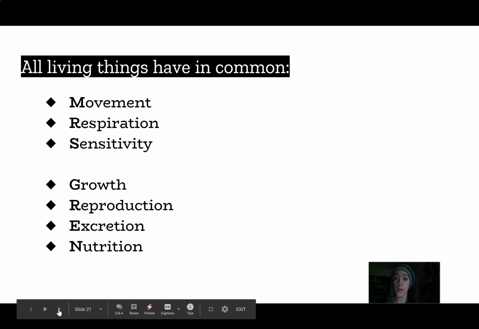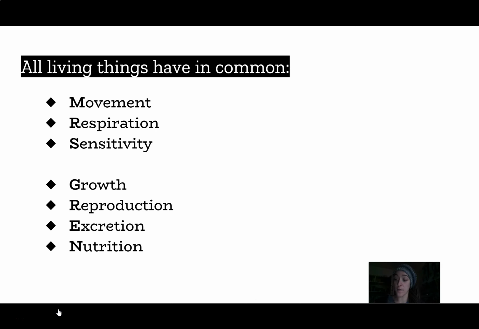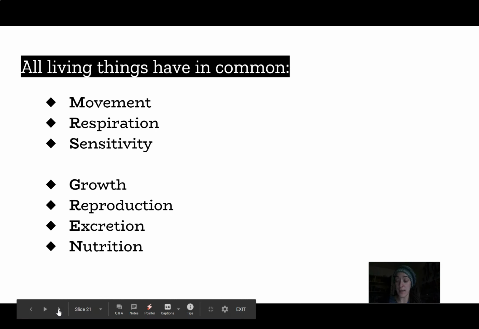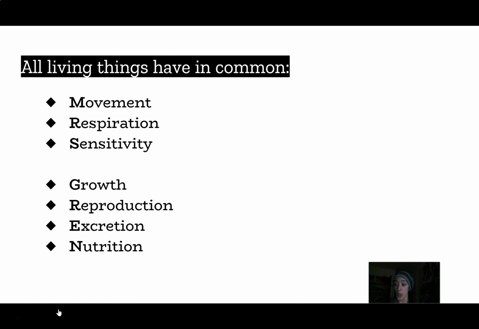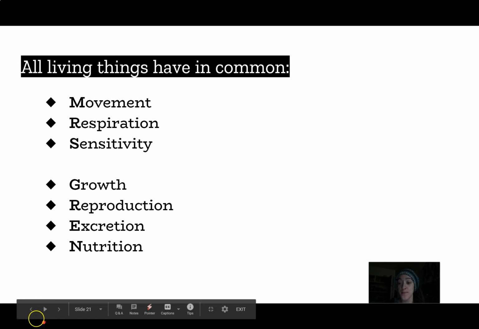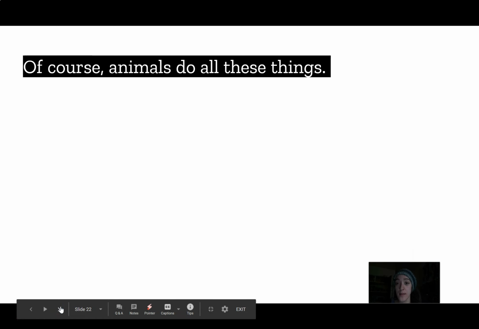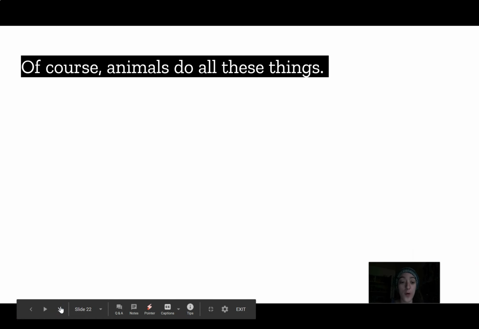Okay, beautiful. So hopefully you wrote something along the lines of these 7 things: movement, respiration, sensitivity, growth, reproduction, excretion, and nutrition. Those are the things. Okay, so of course, animals do all of these things.